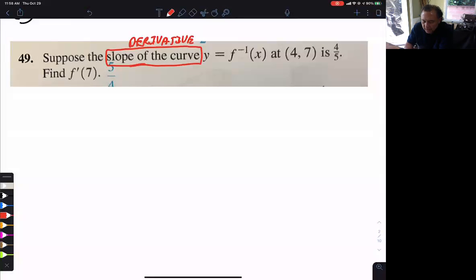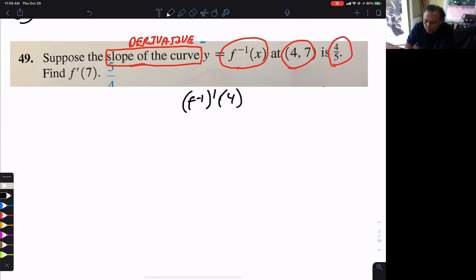The derivative of the inverse of f of x at 4, 7 is 4/5. In other words, if I take f inverse and I take the derivative of that at x equals 4, that is going to be 4/5. So you have to convert that sentence into that. Now, this is where it gets crazy.